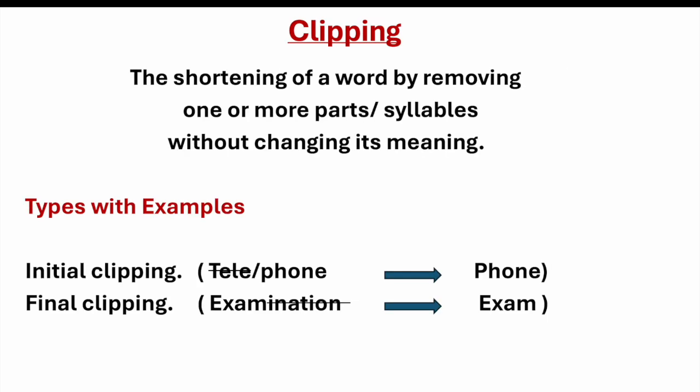Clipping, it means to clip, to cut, to shorten. So the shortening of a word by removing one or more parts or syllables without changing its meaning is called clipping. Types with examples. Initial clipping. When initial part is clipped or removed, shortened, as we have example, telephone. Tele is removed and phone is the remaining syllable we often use, and there is no change in the meaning.